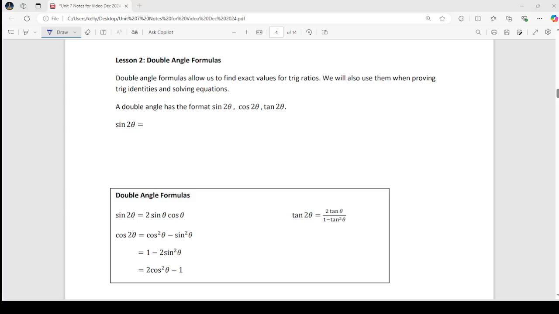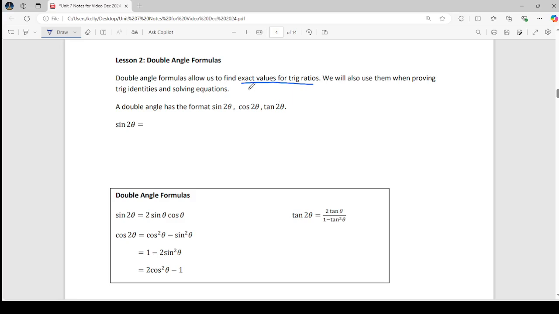In this video, we are going to learn how to use the double angle formulas. These formulas also allow us to find exact values for trig ratios, and we will also use them when proving trig identities and solving equations. So a double angle has the format sine 2 theta, cos 2 theta, and tan 2 theta.